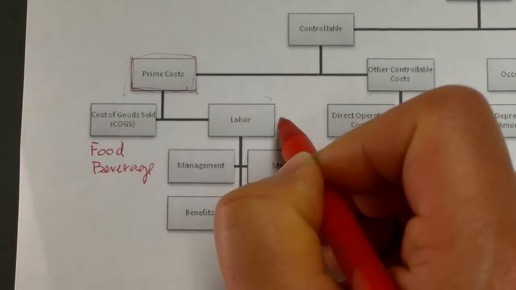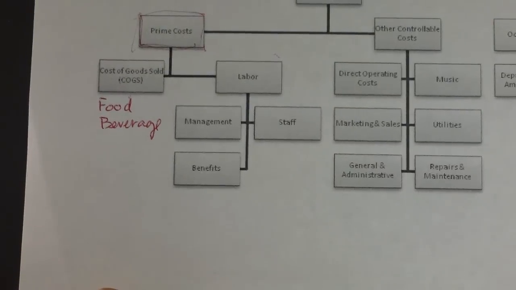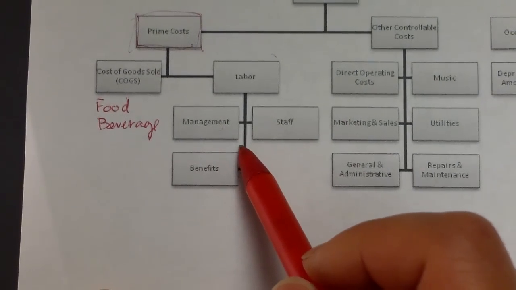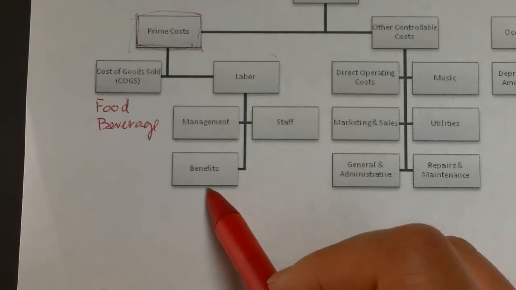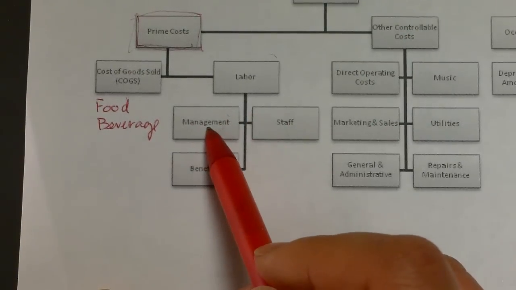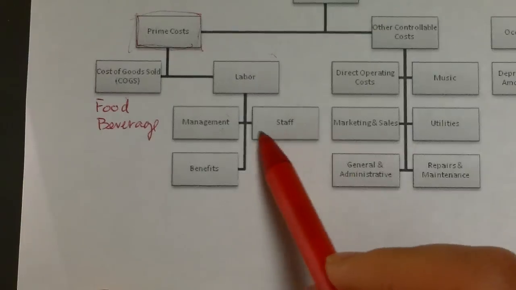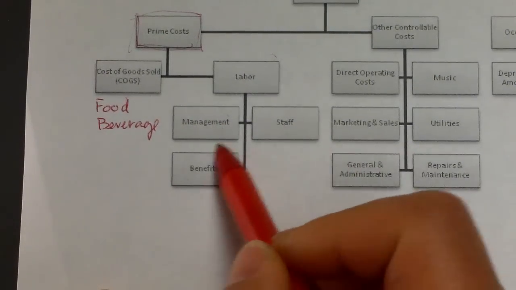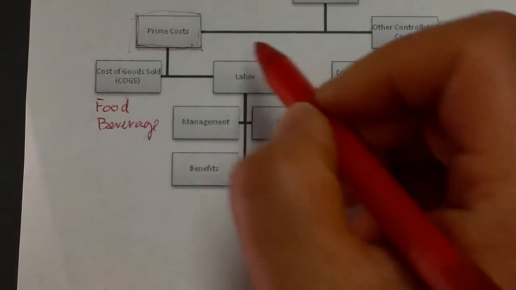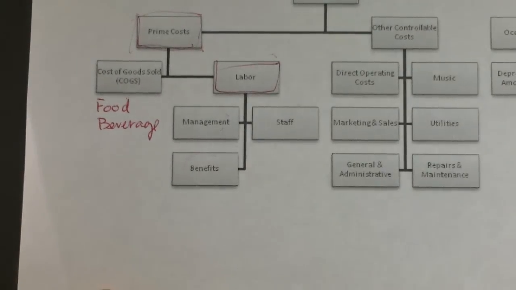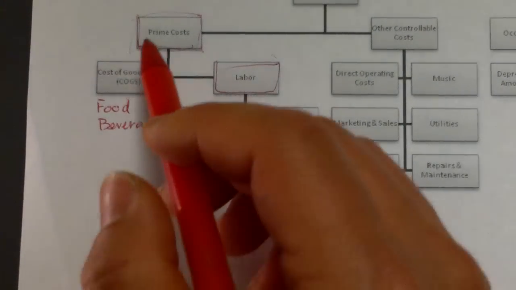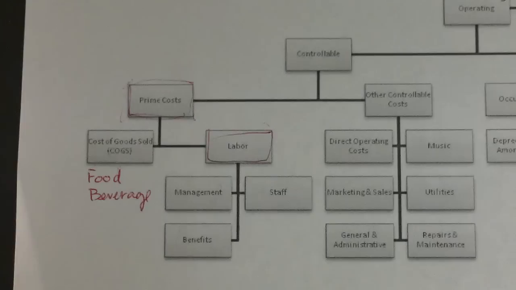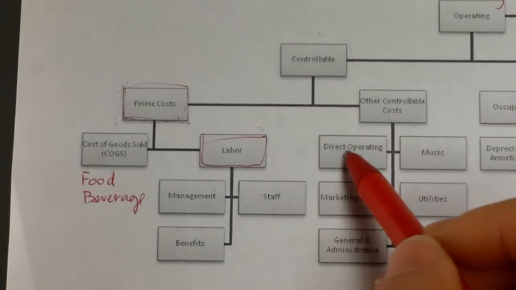On the labor side, you have a couple of different categories of cost. You have management's labor, like a shift manager or the night manager, the swing shift manager or whatever. You have management salaries here. You have the staff, so that's usually hourly. So these are salaried and these are hourly. And then you have benefits for everybody along the way. All of that falls underneath labor. So your prime costs are cost of goods sold and labor, and those are all controllable costs.